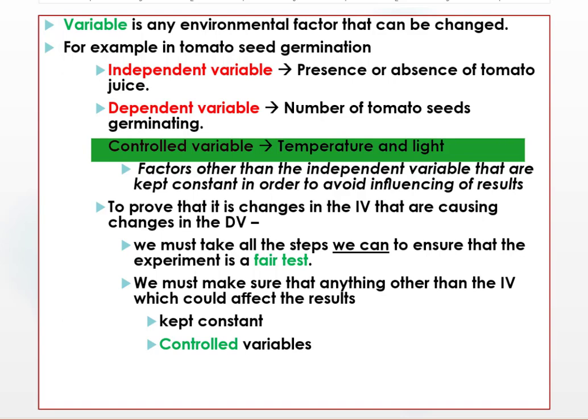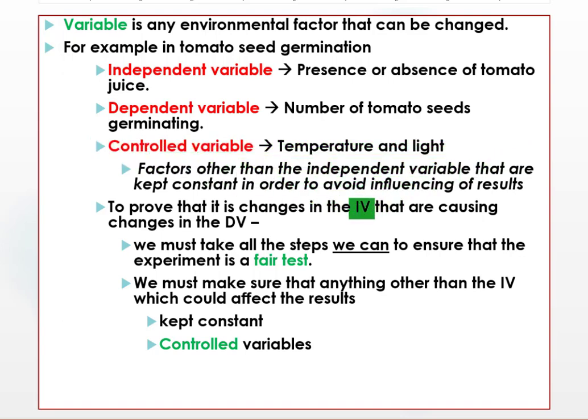A controlled variable is simply a factor other than the independent variable that must be kept constant or controlled to avoid its influence on results. When these environmental factors or stimuli get controlled, the only cause for the existence of experimental results must be the independent variable. In our example, the presence or absence of tomato juice.